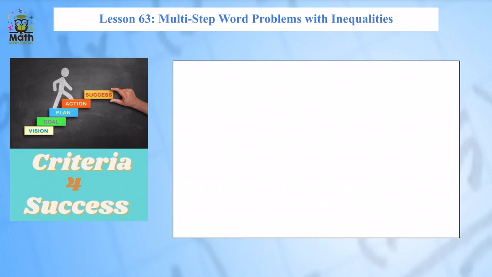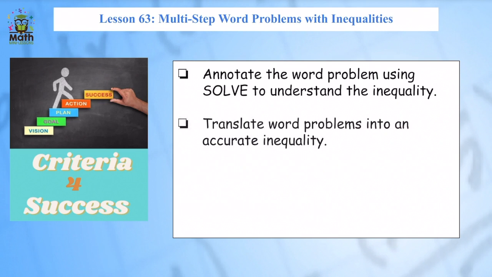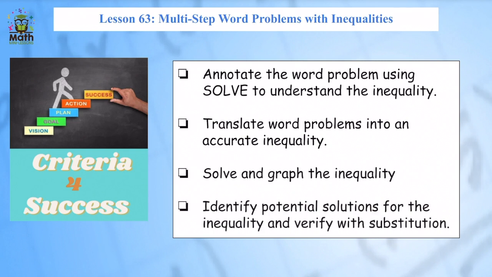We're going to work on multi-step word problems with inequality. So here are the things to look out for. I want you to pay attention to how I'm annotating the word problem. We've been doing this for a few lessons now. Again, how I'm translating it to create an accurate inequality, solving and graphing using my EE skills, and how I'm identifying potential solutions.